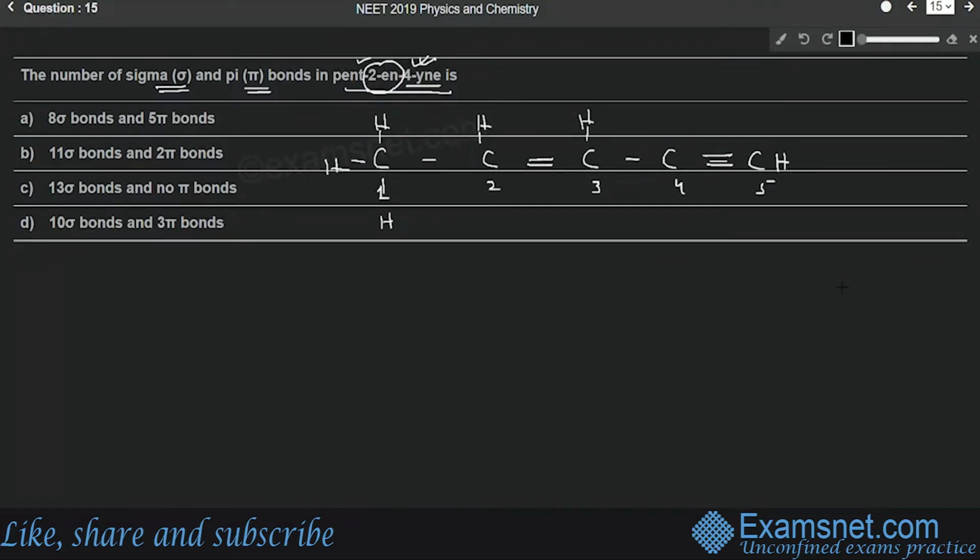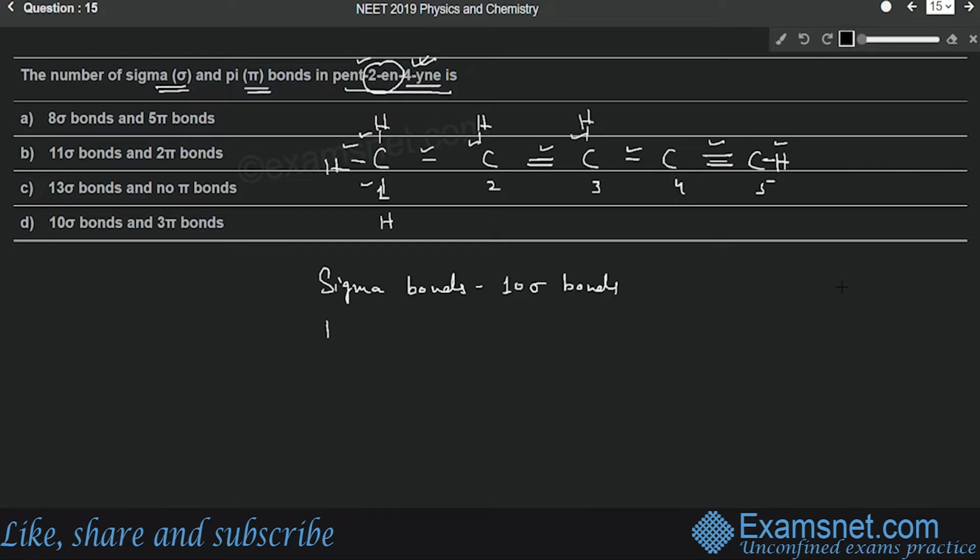Now we know that all the single bonds will be sigma bonds and all the multiple bonds will also contain one sigma bond. Okay, so how many total number of bonds are there? 1, 2, 3, 4, then 5, 6, 7, 8, 9 and 10. Okay, so total number of sigma bonds will be 10.